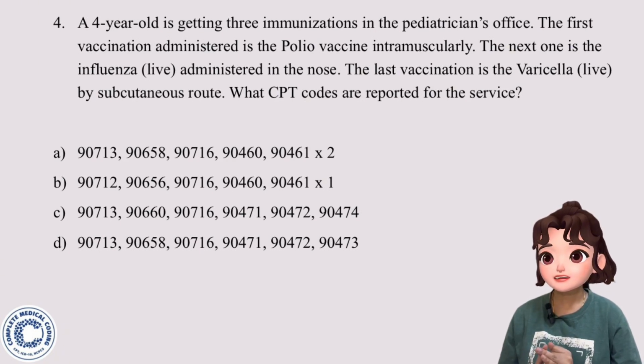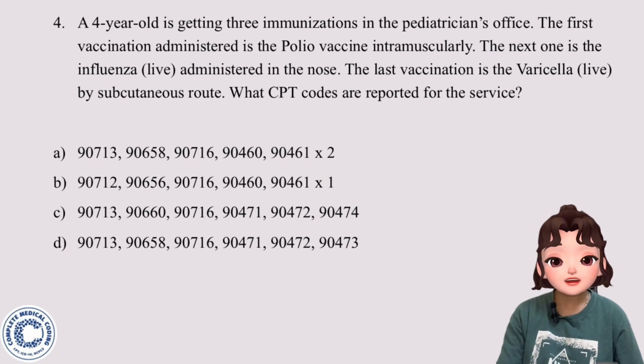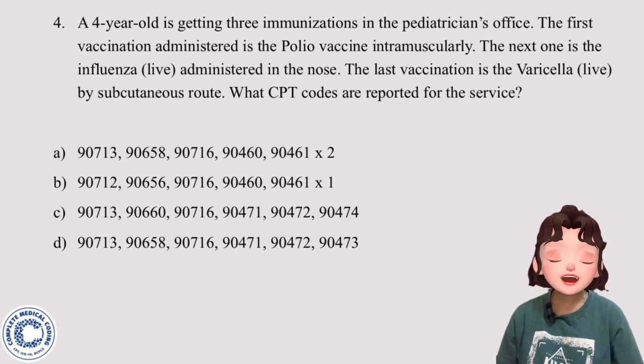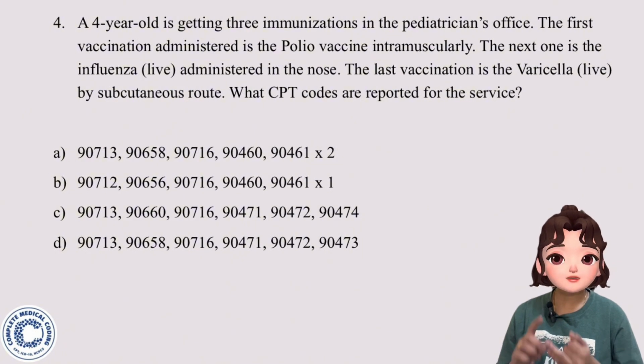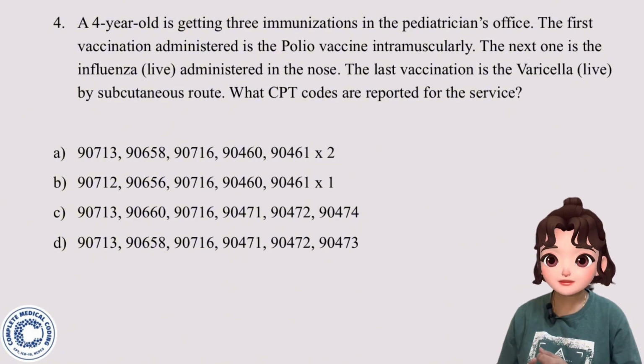Now one more vaccine is left, which is varicella. So 90716. Check what is 90716. Yes, varicella virus vaccine live for subcutaneous. Again, you have to code live varicella subcutaneous, as in the question it is the subcutaneous route. So we got the code for varicella also, 90716. So we got 3 medicine codes.